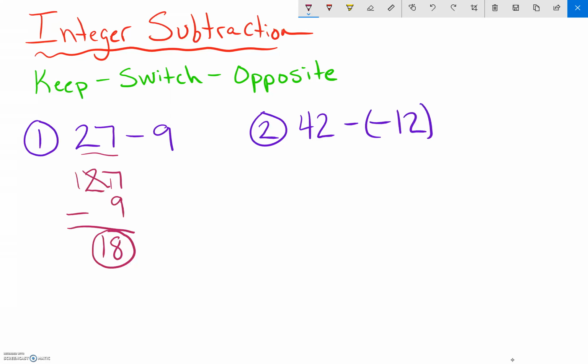What you need to do is keep switch opposite. And here's what that means. You're going to keep the first integer. You're going to switch the subtraction to addition. And then you're going to take the opposite of the second integer. So instead of negative 12, it's going to be 12.